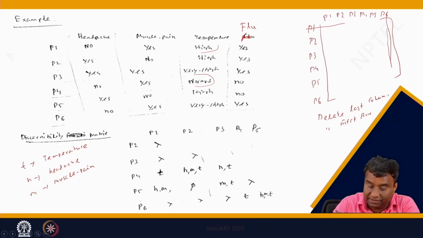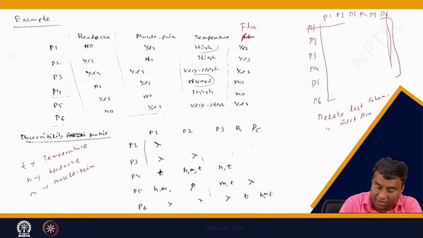Now P5 with P3, it is not same decision, so we need to write something. Here headache is same, muscle pain and temperature are different, so write M comma T. And P5 with P4, the decision is same, so we write a lambda. Similarly P6 with P1, decision is same, lambda; P2, lambda; P3, so all are lambda. Now P6 with P4, headache is same, muscle pain same, only temperature is different, so write here T. Now P6 with P5, everything is different, so write here HMT.